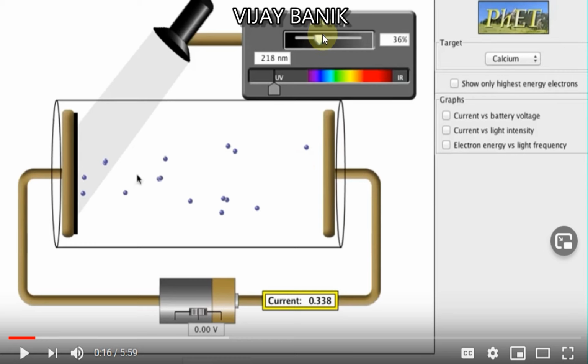You can see here that more and more electrons are reaching from this plate to this plate. His intensity is normal, his frequency is also normal right now. You can see there is a detection of current over here. Electrons are ejected from that metal surface.